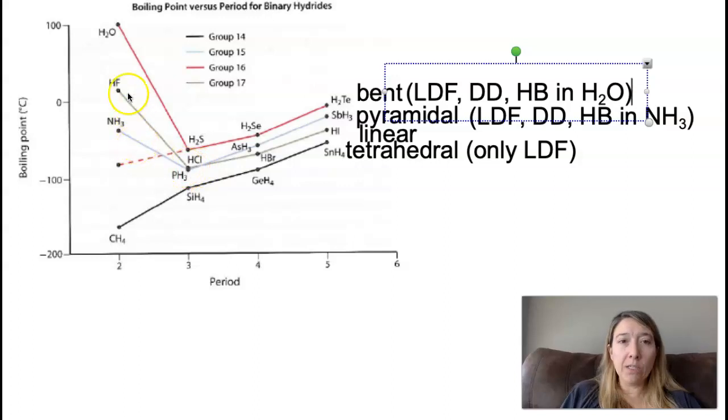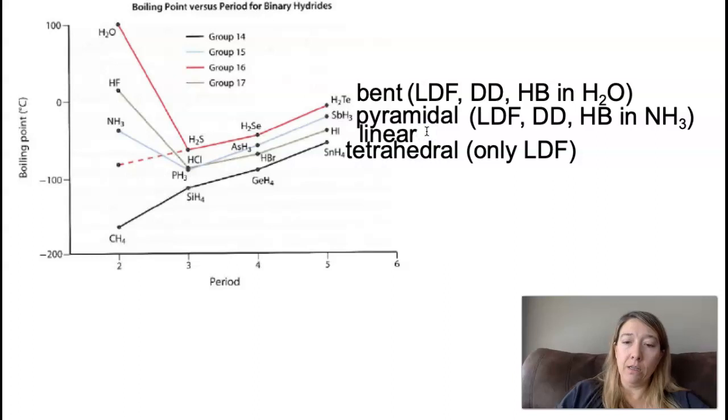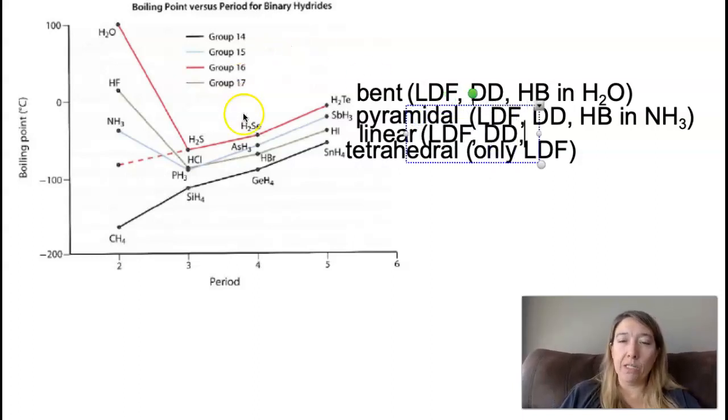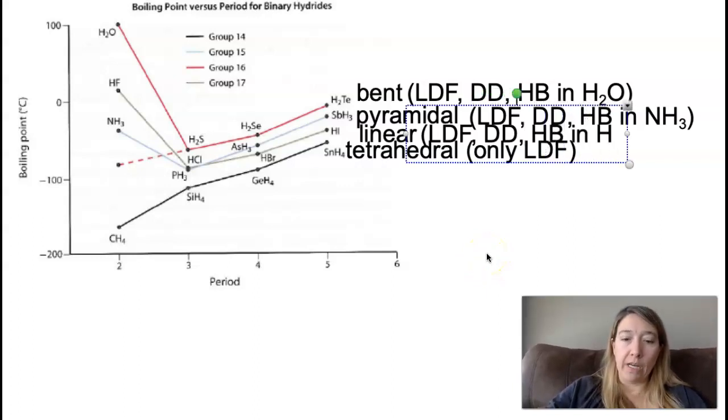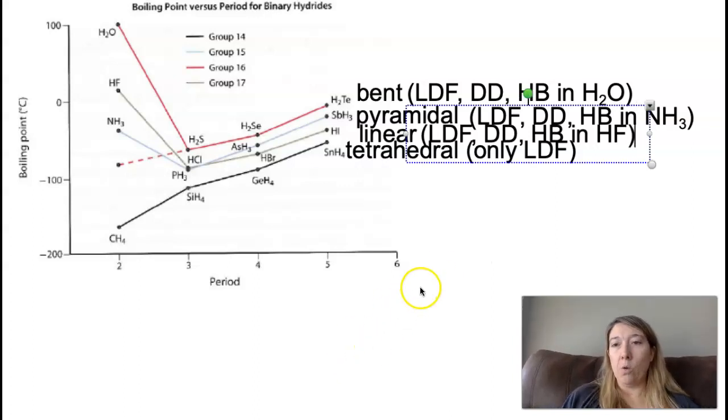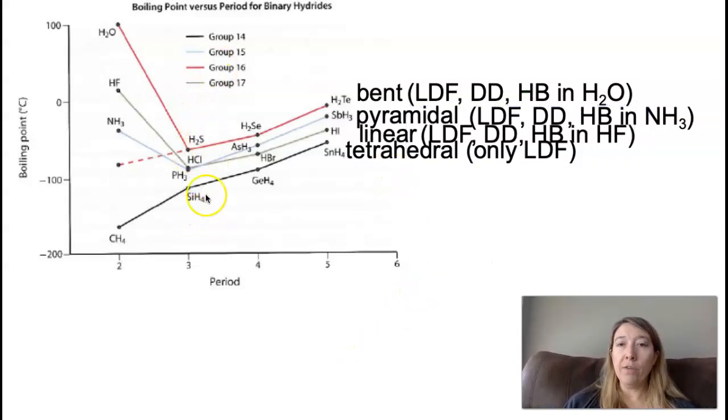And then we have our last group of HF, HCl, HBr, and HI. So again, these are all going to have LDFs because they're all molecular. They're also all going to have dipole-dipole because the hydrogen and the chlorine or the fluorine or the bromine or the iodine don't have the same electronegativity. And then we're going to find that we have a hydrogen bond in HF. So all of these intermolecular forces kind of explain why we find things where we find them, right?